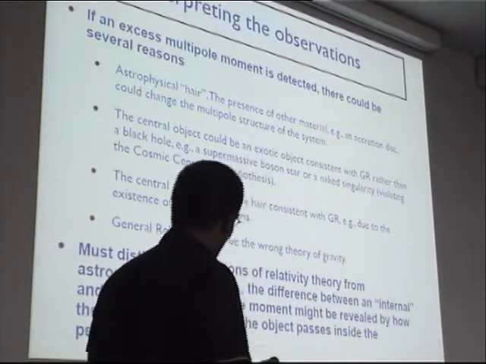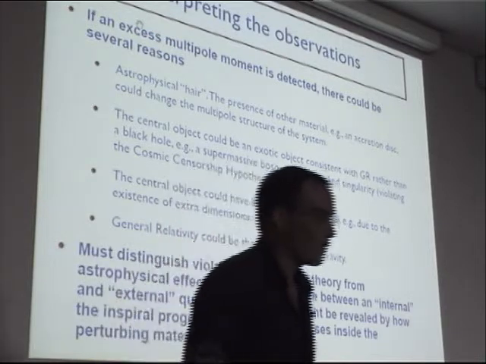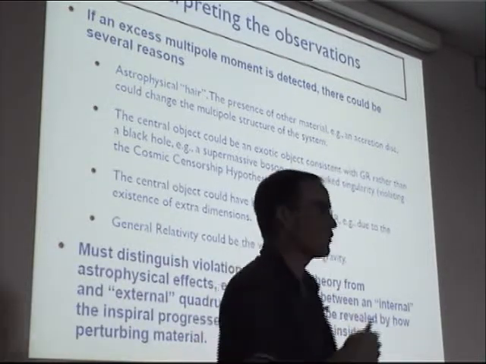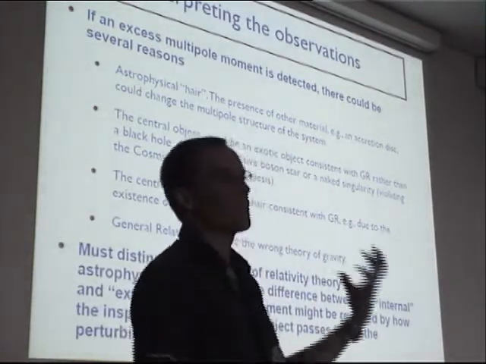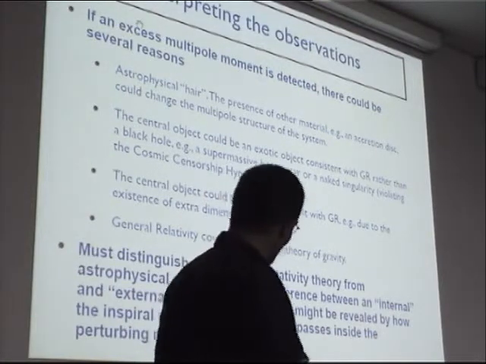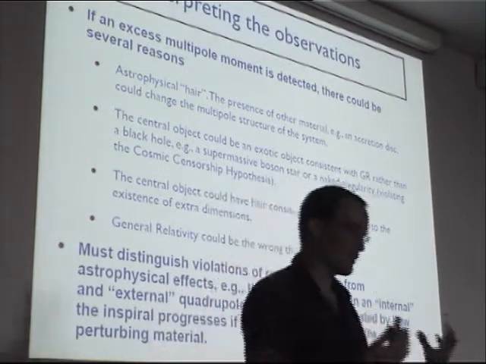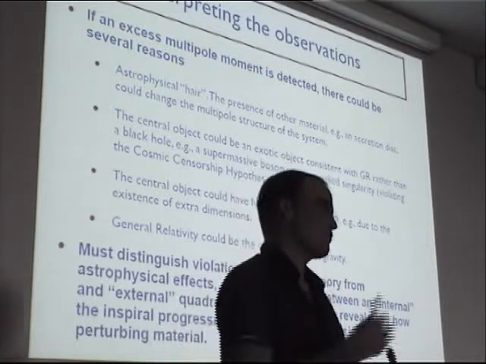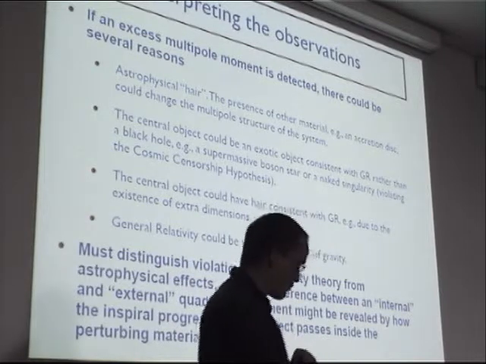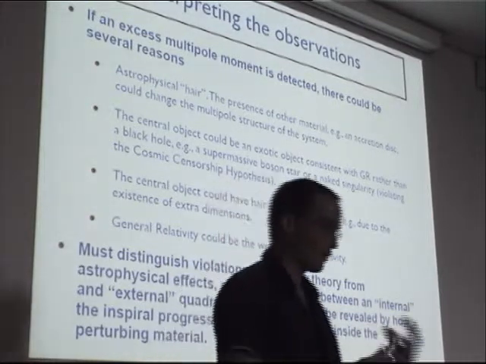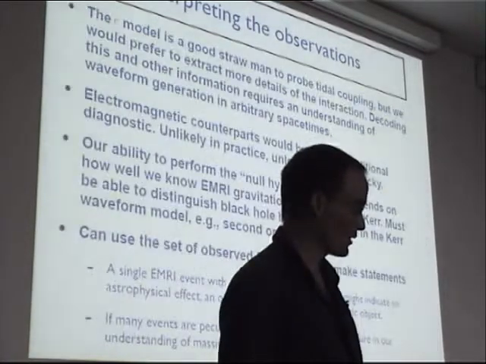We have to be careful to distinguish deviations from relativity from astrophysical effects. For instance, you might have a system with an internal quadrupole moment because you have a naked singularity, or an external quadrupole moment that's arisen from the presence of an accretion disk. But these sorts of things should be distinguishable from how the inspiral forms. If there is external material, as the particle gets closer to the center, it moves inside this material, and so the orbit will be qualitatively different. If it's an internal quadrupole, then it's always going to be inside the orbit, and so the qualitative evolution will be different.